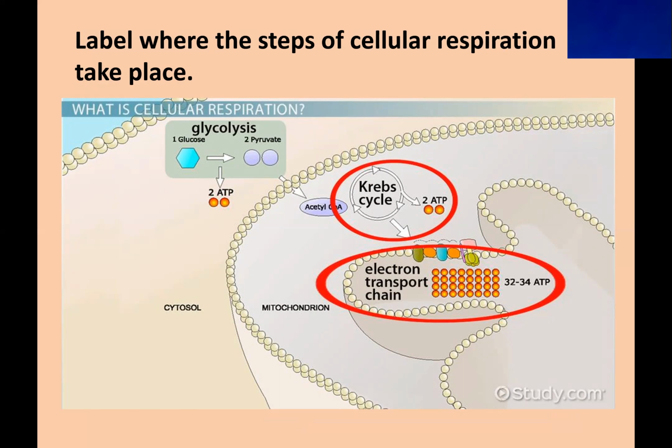So if you were labeling where the steps of cellular respiration happen, remember that glycolysis happens in the cytosol, so outside of the mitochondria. So here's where our first reactant, glucose, comes in. And we're not going to go through the details for your final exam. What I want you to remember is the big picture, where things happen, where the products and reactants are used and made. We have the Krebs cycle, and this should really be happening inside the matrix.